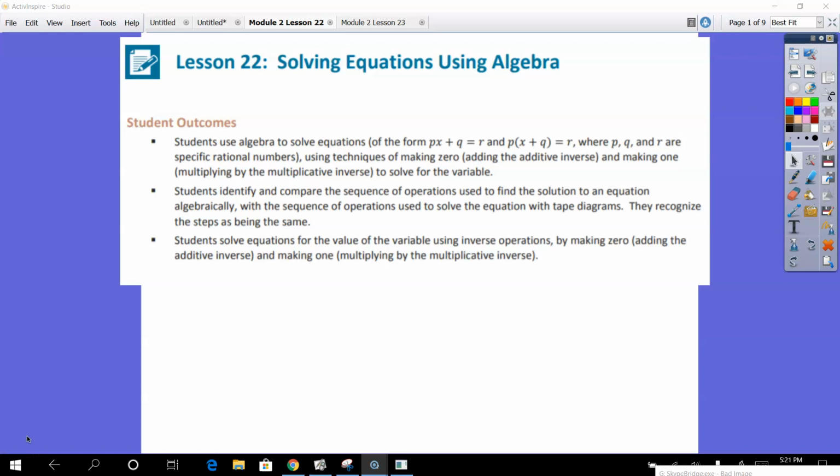Algebra. So today we are going to be looking at solving equations using techniques of making zero. We know that we can make zero with the additive inverse, and make one by multiplying by the multiplicative inverse, which we know is multiplying by the reciprocal.